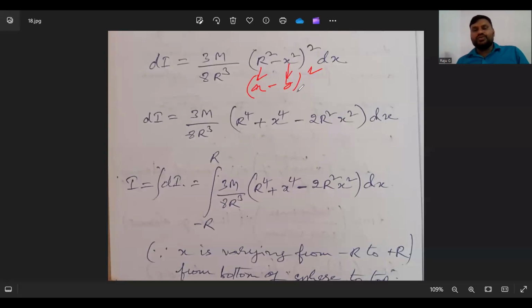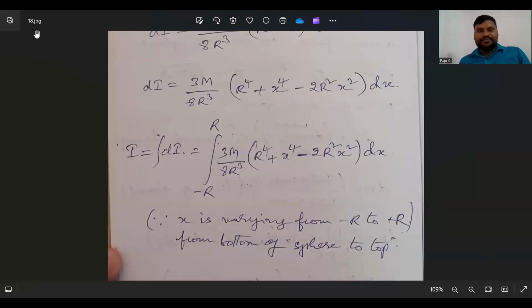a minus b whole square is equal to a square plus b square minus 2ab. So a square, b square, and as it is minus, minus 2ab, so minus 2 into r square x square into dx. After simplifying these terms, we will get dI. dI is this. This is our dI.